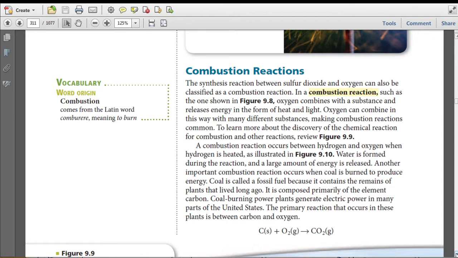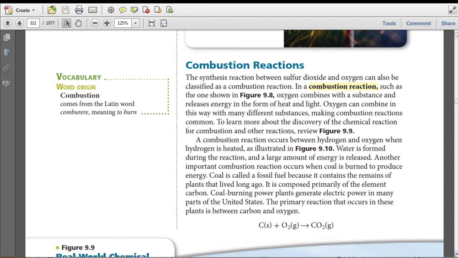Right, that's kind of indicative of a combustion reaction, when one of your reactants reacts with oxygen and it releases a large amount of heat. Water is formed during this reaction, and a large amount of energy is released.